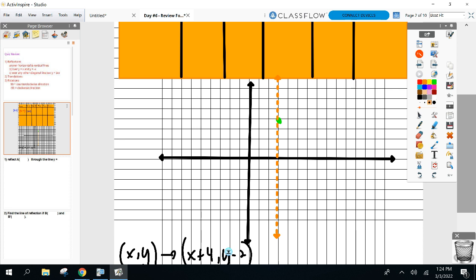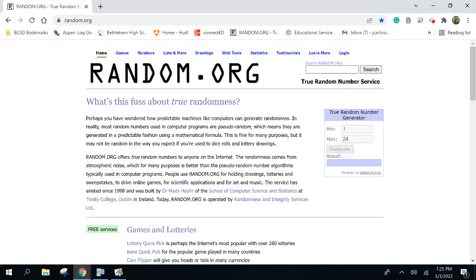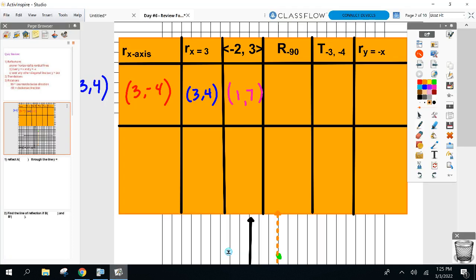Let's see, can I do this visually? Think we're ready for this? Come on, these are tough. 4, -3. Yeah. 4, -3.